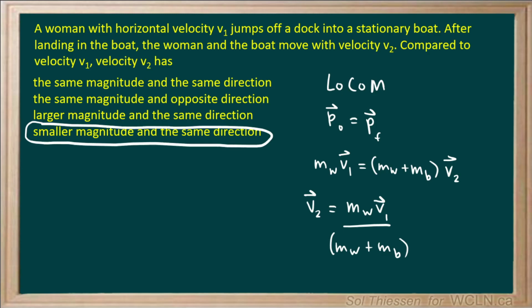Another intuitive way to think about this is that if momentum is the product of mass and velocity, and the mass goes up, since we have to take into consideration the mass of the woman and the mass of the boat, then the velocity must go down in order to hold momentum constant. So because the mass is greater after the two are coupled, the velocity must decrease proportionally in order to hold momentum constant. In any case, the correct answer here is that velocity 2 has a smaller magnitude and the same direction.